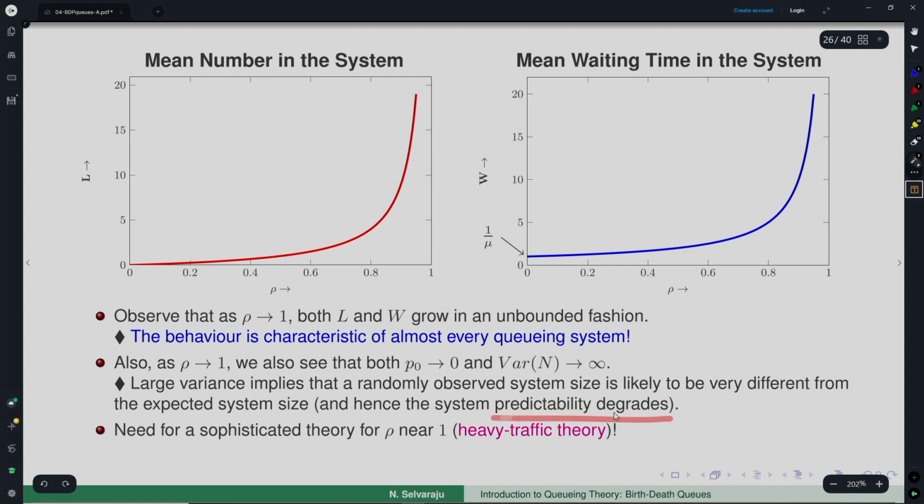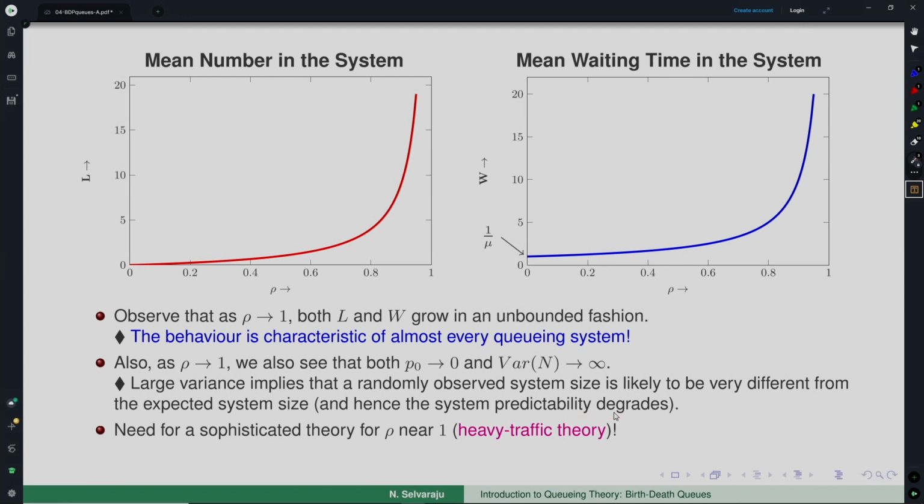So, that means system predictability degrades in such a scenario. That is why variance plays a role in any statistical study: if the variance is small, the data will be clustered around the mean, and the mean will be a good measure. But if the variability is large, the data will have values very different from the mean. Likewise here, if the variance is large, then system predictability degrades.